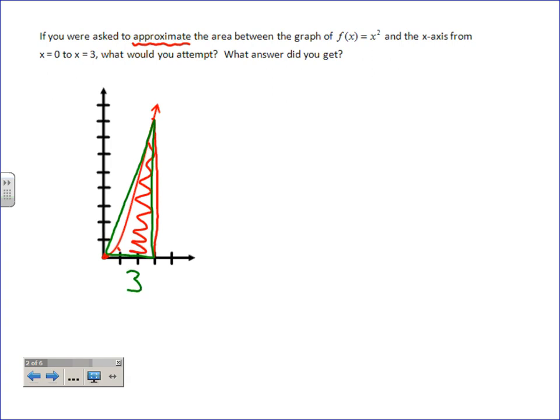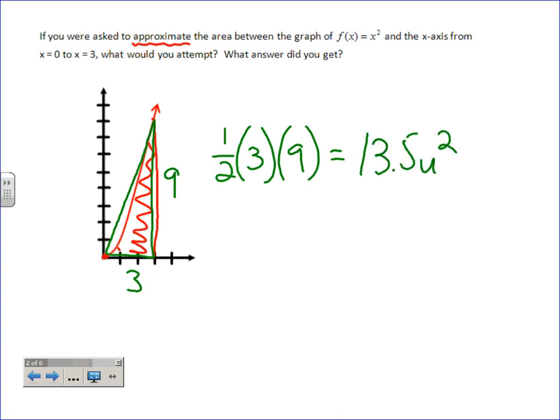This is 3, and what do we say this y value would be there then? Again, how do you figure that out if you didn't know? You take 3 and put it in the function, and we know the y value there is 9, right? So we know the answer here, if you do it this way, is half times 3 times 9, and you get 13.5. Now, as an approximation, not bad. You will learn how to find the actual answer, but the actual answer is 9. So it's close. Not bad.